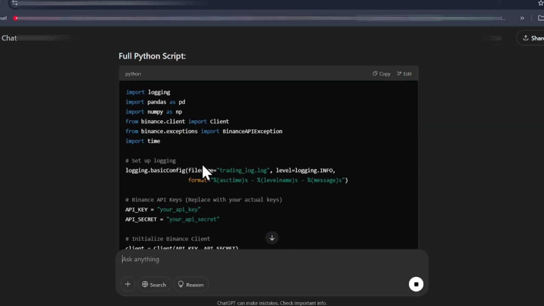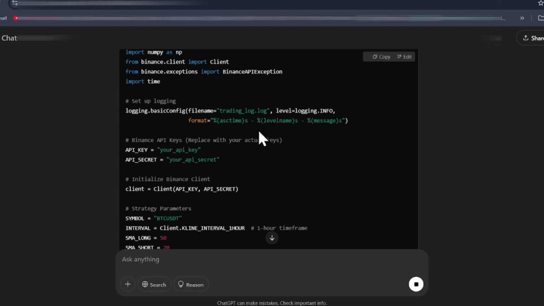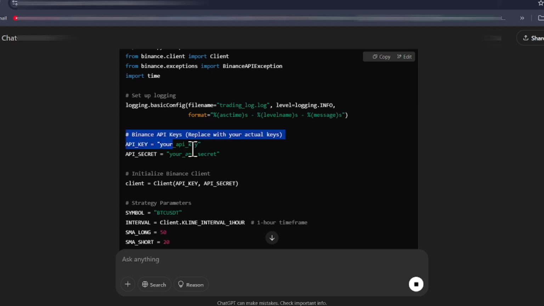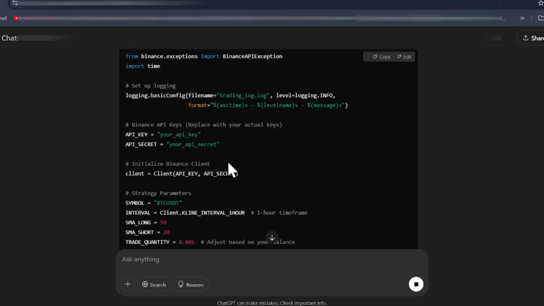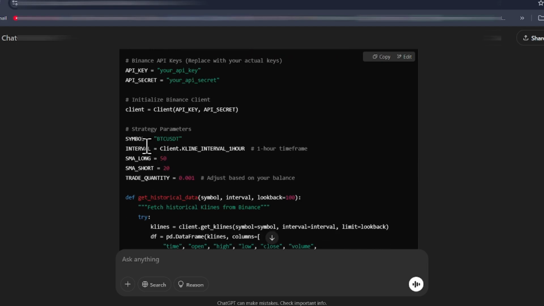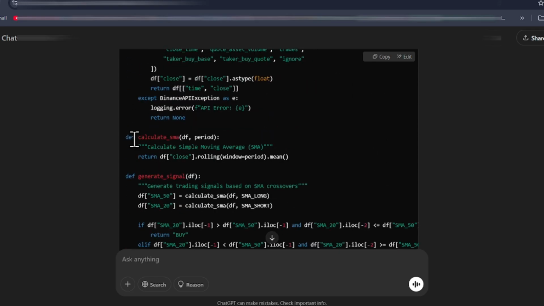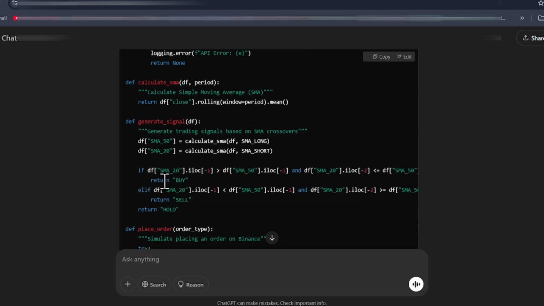You can see the code structure is very simple. Here we import everything already, and then we set up a logging method to log out everything that we're running. Then here they also define an API key and API secret, and the symbol and strategy parameters, for example, BTCUSD, the interval, SMA long and SMA short, the trade quantity, and then they have the functions to get historical data, calculate SMA, generate signals, and then here's the trading logic to plug it in.